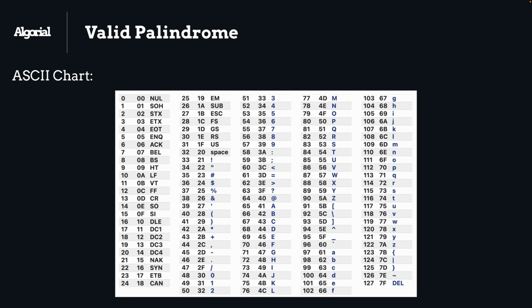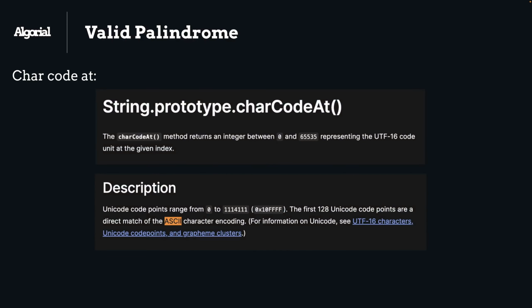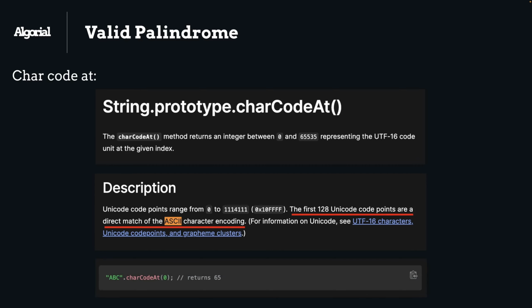Basically, here is some documentation from MDN about the charCodeAt method on a string. Link in the description for this, but what I want to point you at is this line here. The first 128 Unicode points are a direct match of the ASCII character encoding. So in an example like this, the charCodeAt method on index 0, which is the letter A of the string ABC, will return the same ASCII code that we saw earlier in the table.